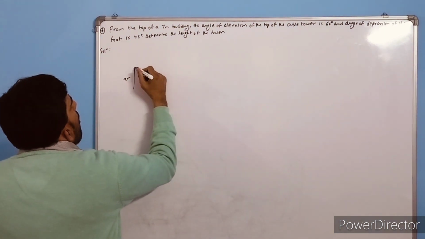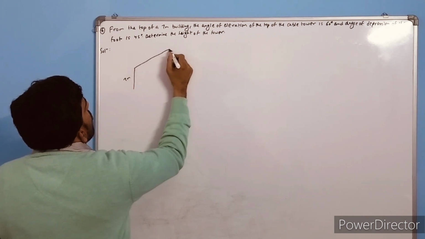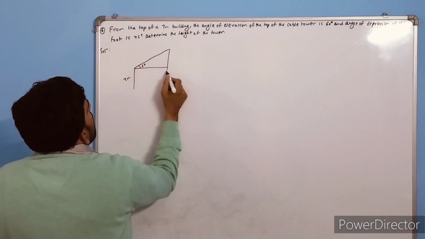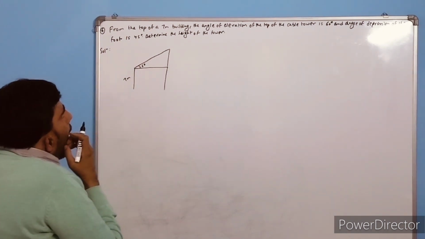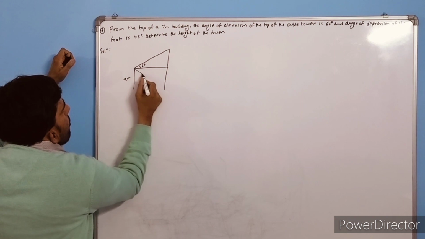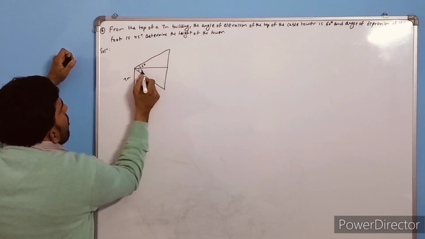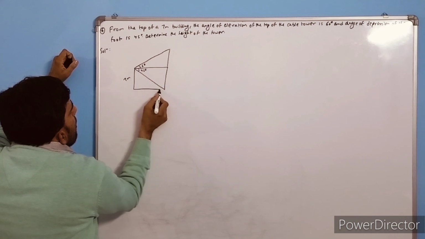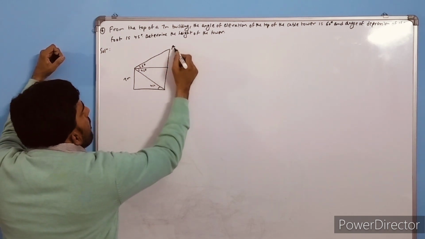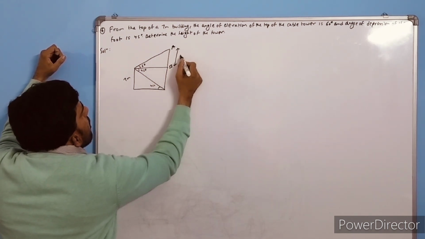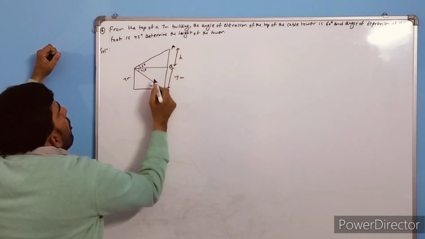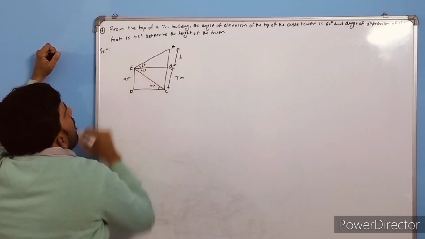in height. Now from its top, you can see the top of the tower, the angle of elevation is 60 degrees. Okay. And the angle of depression of its foot is 45 degrees. So we can easily do this, very easy. Now we need to find the height of the tower, h. This is the same 7 meter. Now C, D, E. Okay.